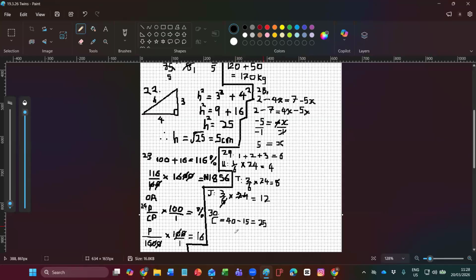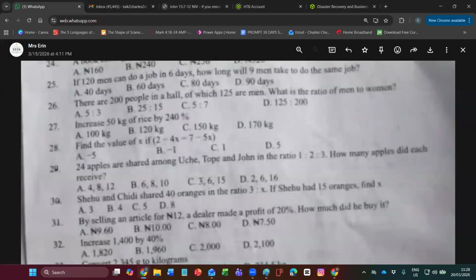Calm down now. Is it 25 ratio 15 or 15 ratio 25? Remember, Shehu's name was mentioned first. In any ratio question, be careful about the order. Always be very, very careful about the order. If you mess up the order, I promise you, there's no way you will get the answer right. So don't mess up the order. Whose name was mentioned first?